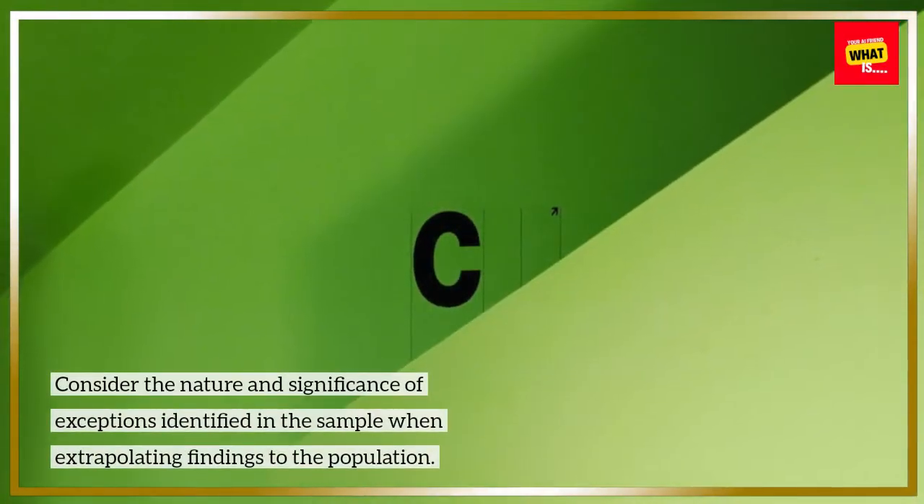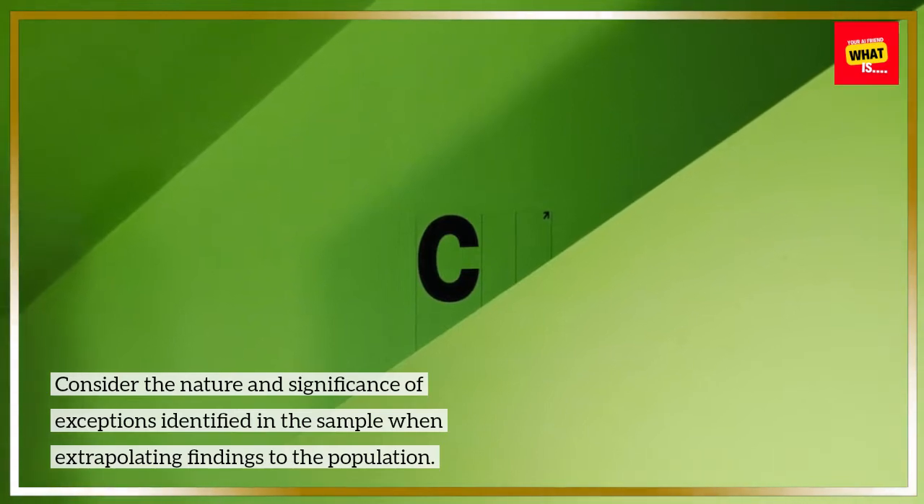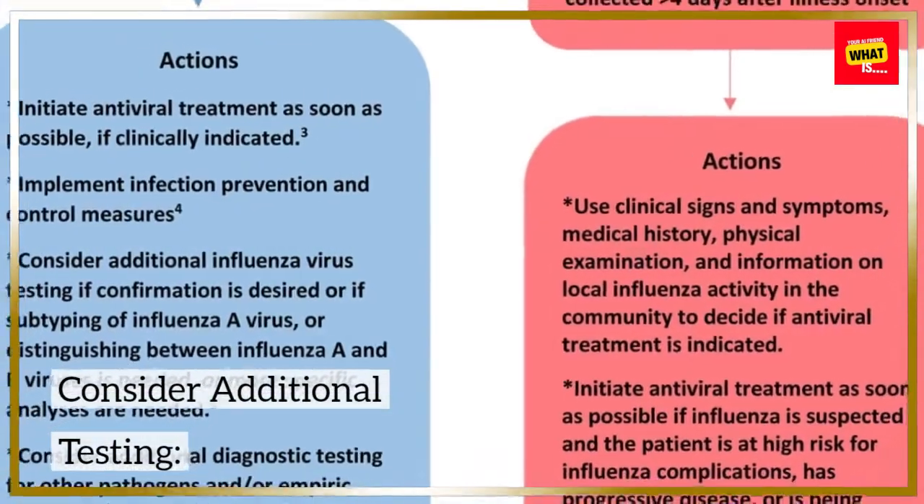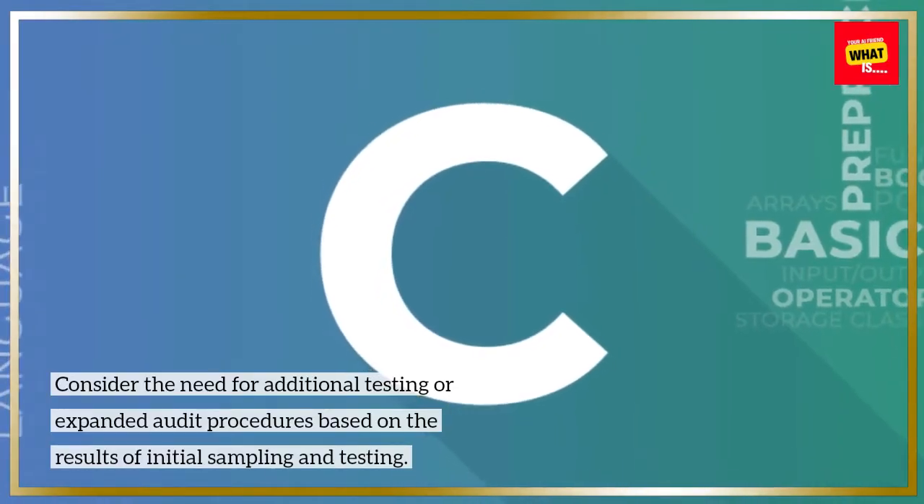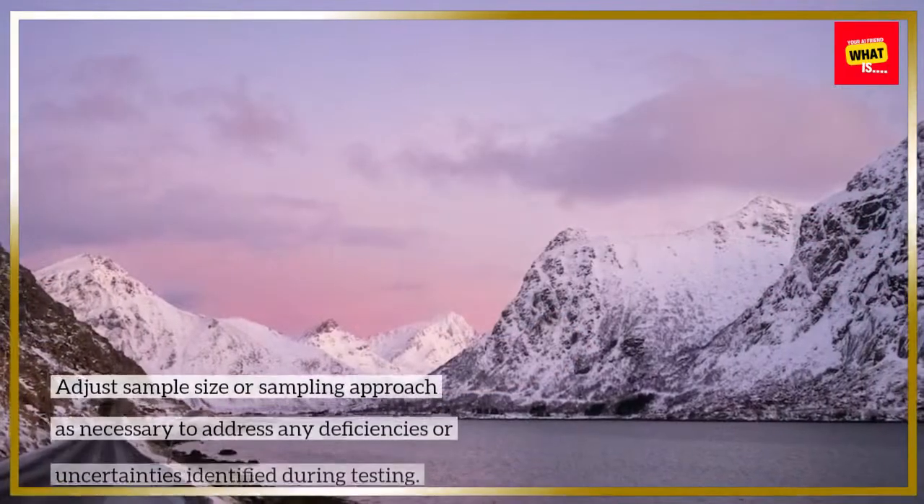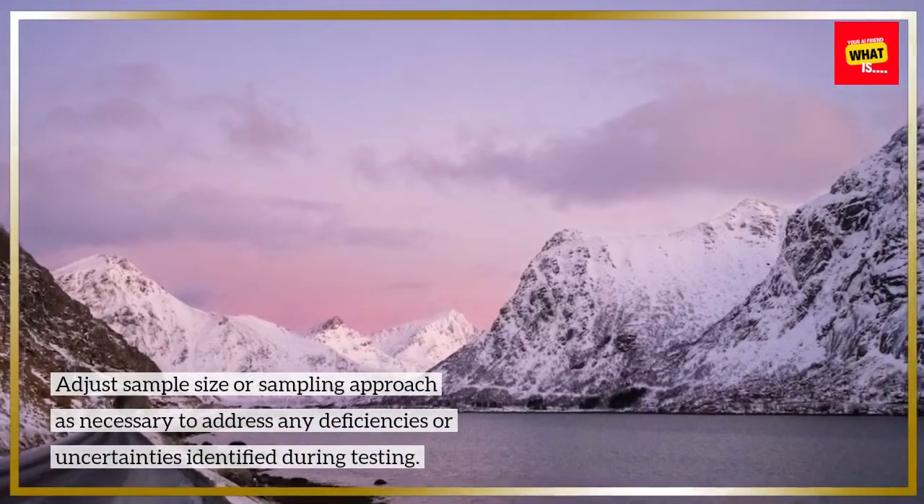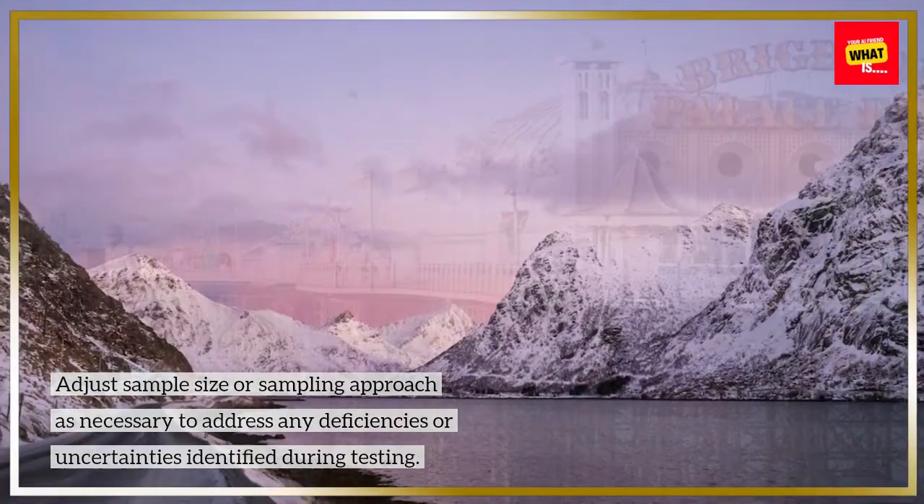Consider the nature and significance of exceptions identified in the sample when extrapolating findings to the population. Consider additional testing. Consider the need for additional testing or expanded audit procedures based on the results of initial sampling and testing. Adjust sample size or sampling approach as necessary to address any deficiencies or uncertainties identified during testing.